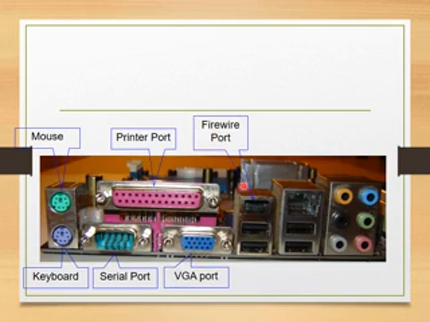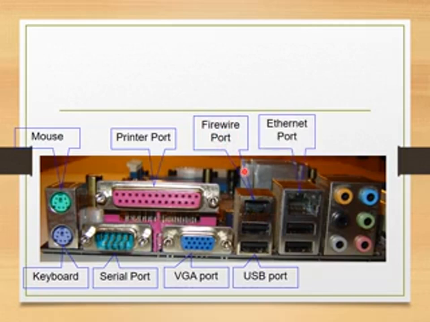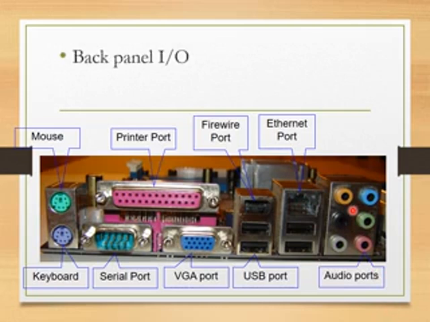This is the FireWire port. It looks more like the USB port, but it's different. If you put your USB port here, it won't work. What goes in here is a different type of cable. The Ethernet port for your network, and then the audio ports for your microphone and for your speakers. That is the back panel where the inputs or outputs are connected.